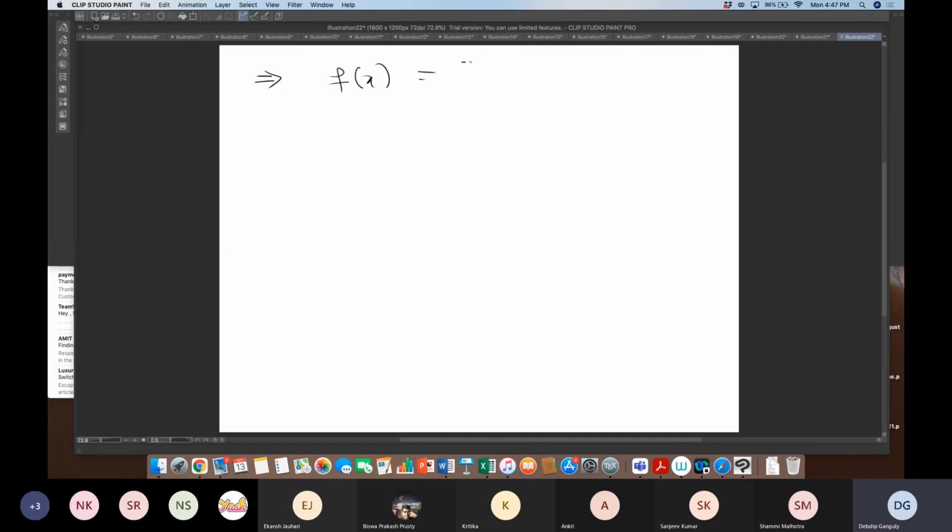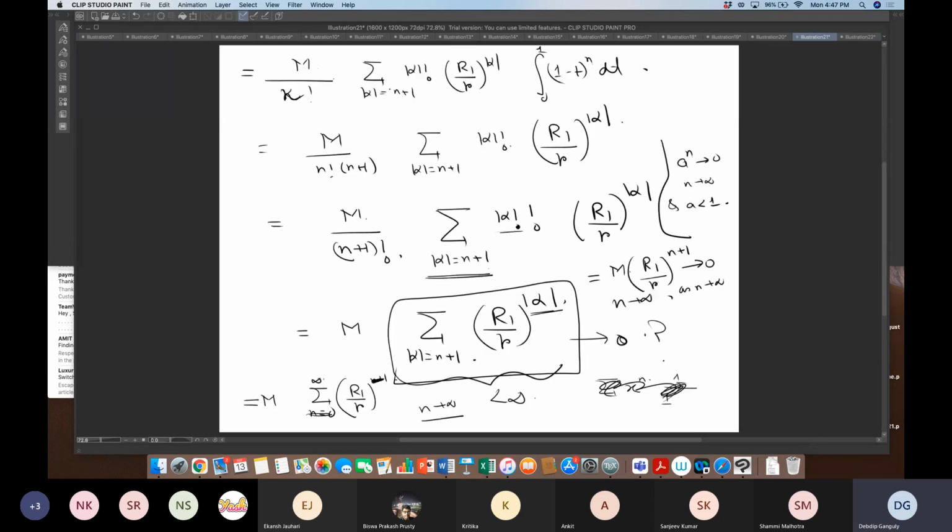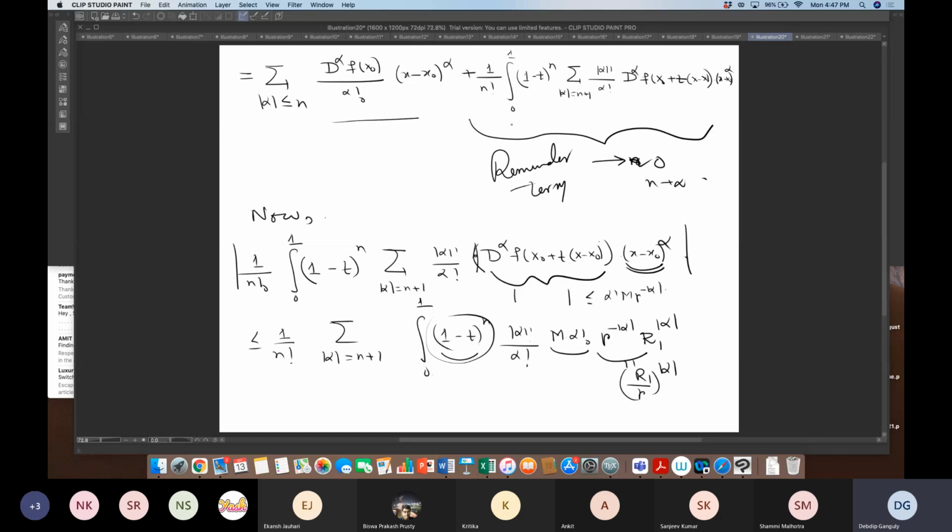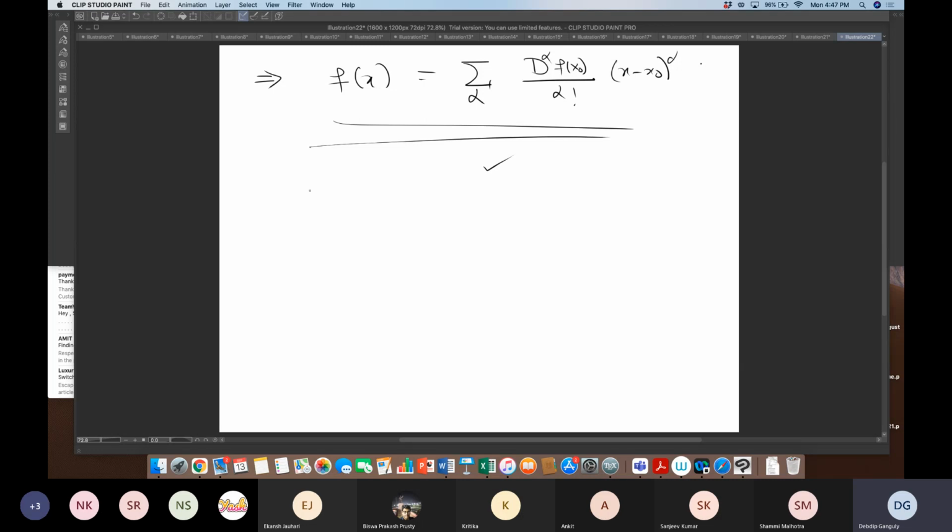f(x) is summation over alpha of d alpha f of x naught by alpha factorial, times x minus x naught to the power alpha. So because this goes to 0, the remainder term, you can write this for any alpha. Okay. So this proves the theorem.